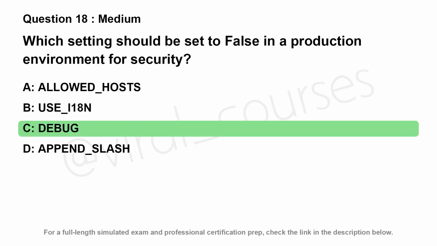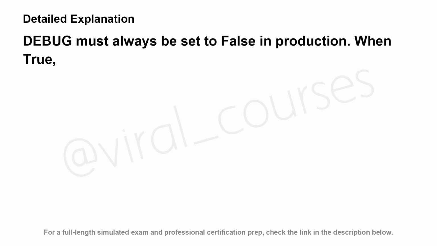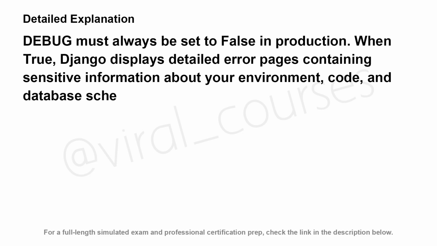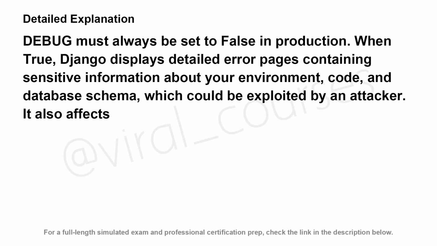The correct answer is C. DEBUG must always be set to False in production. When True, Django displays detailed error pages containing sensitive information about your environment, code, and database schema, which could be exploited by an attacker. It also affects how static files are served.